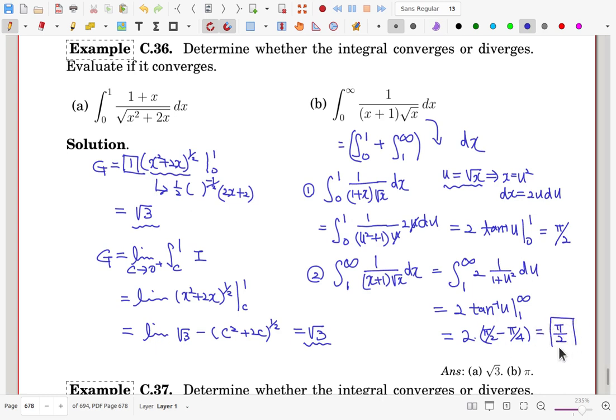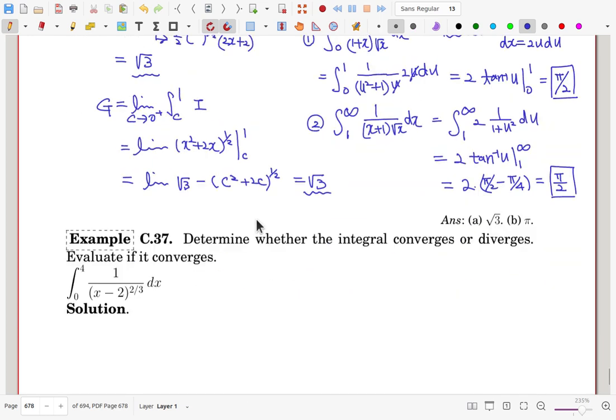So we have pi over 2 for each part, so both sides are convergent, and then the addition will be the final answer.